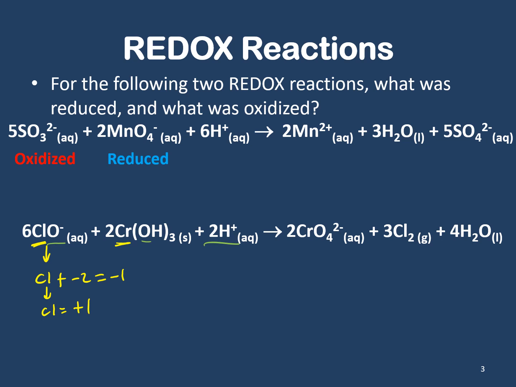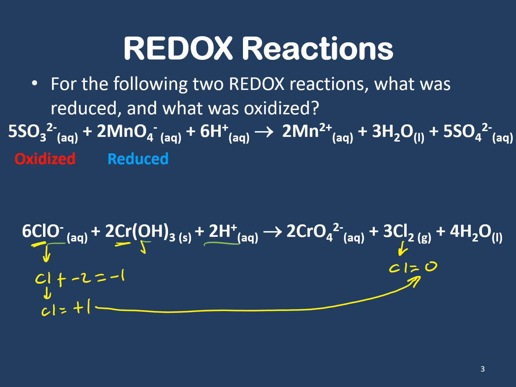On the other side, if we look at Cl over here, it's an element. It's in its standard state. Cl's oxidation number is 0 here. This is a decrease in its oxidation number, and therefore chlorine must be reduced, right? It's the species that was reduced.